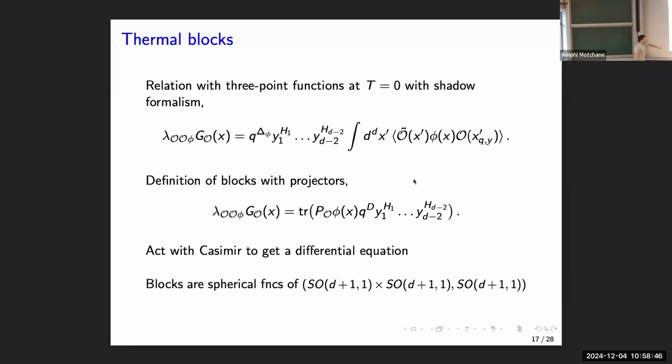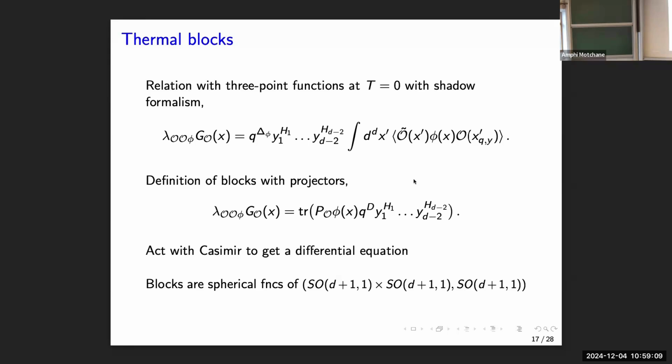Okay, this one you can do a block decomposition, and you can actually use the same definition as before. You just put a projection onto the space of primaries, and this defines a conformal block. Then the question is, how do you compute this block? You want to see that this is a solution of some differential equation, and so you do the same steps as before.